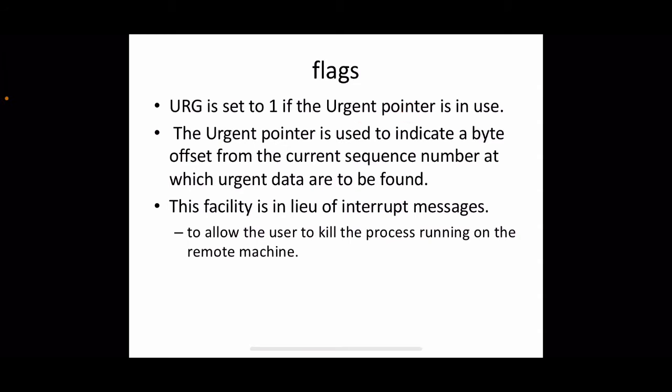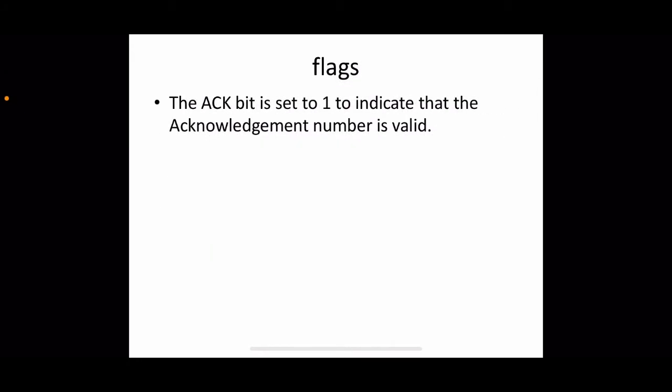For example, this type of urgent information can allow the user to kill the processes running on the remote machine. In such a case, we should not wait for some other data to be processed, right? As and when this particular information is received, that process should be terminated, killed. So such urgent data can be indicated using this URG flag. And the next flag is ACK.